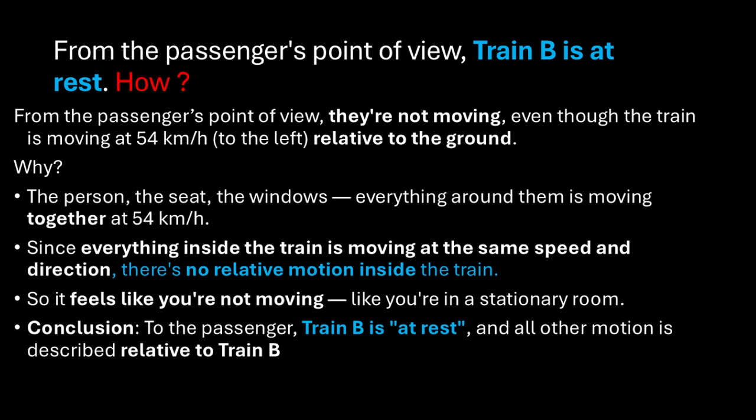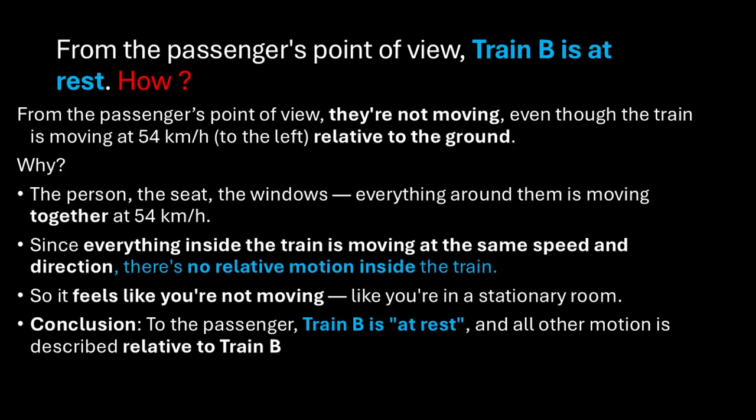Why? The person, the seat, the windows, everything around them is moving together at 54 km/h. Since everything inside the train is moving at the same speed and direction, there is no relative motion inside the train. So it was this sentence that I was trying to explain to you numerically. It feels like you are not moving. It feels like you are in a stationary room. To conclude, to the passenger, train B is at rest, and all other motion is described relative to train B.